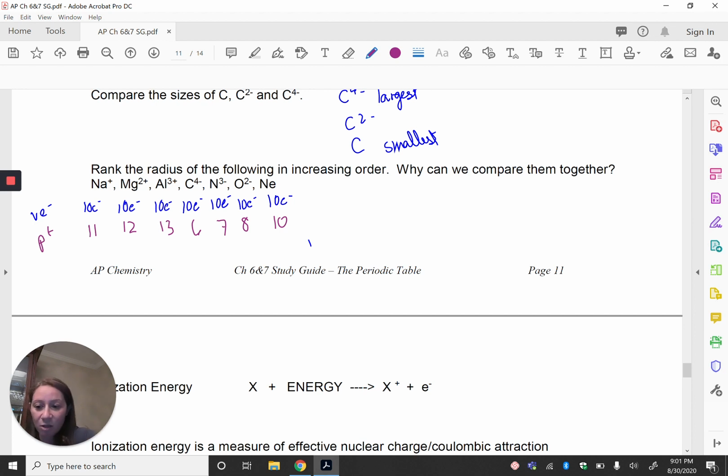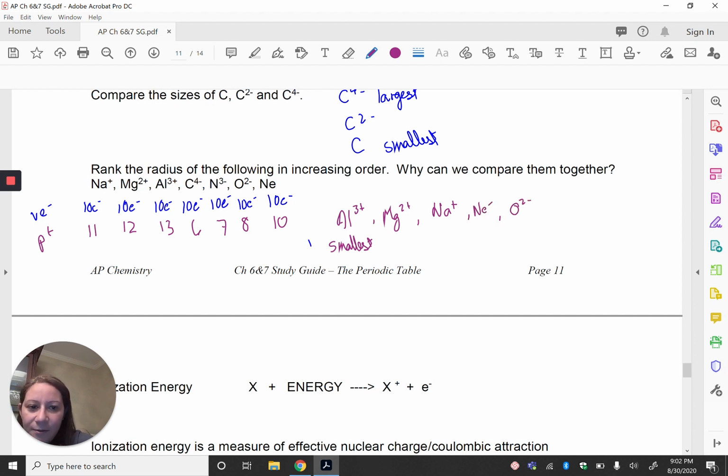So which one's going to be the smallest? Which one has the strongest attraction between the nucleus and the valence electrons so that it gets a smaller size? Well, that would be the one with the most protons, right? 13 protons to pull those 10 electrons. So aluminum 3+ would be the smallest. Not just aluminum, aluminum 3+. Okay, what's next? Would be magnesium 2+, and then sodium, and then neon.